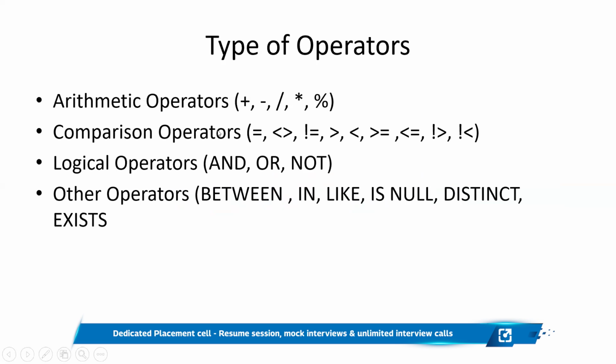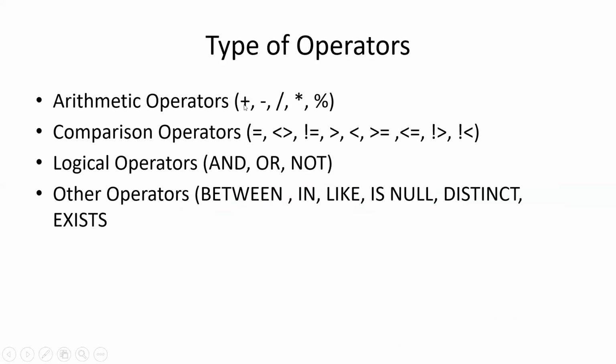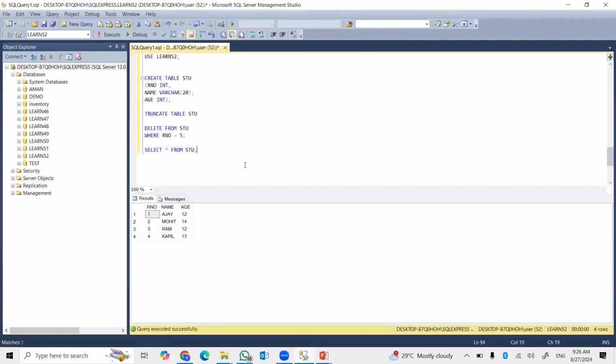In the first set, we have the arithmetic operators: plus, minus, divide, multiply, and the last one is modulus. Here it is not referred to as percentage, it is referred to as the modulus. Suppose I say select 5 divided by 2. How much is 5 divided by 2? The answer is 2 over here.